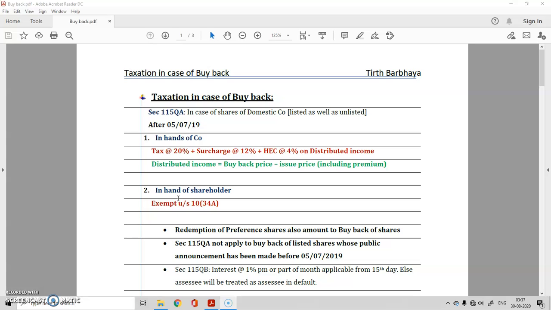So today I am going to discuss the concept of taxation in case of buyback, which is basically a topic of CA final direct tax.